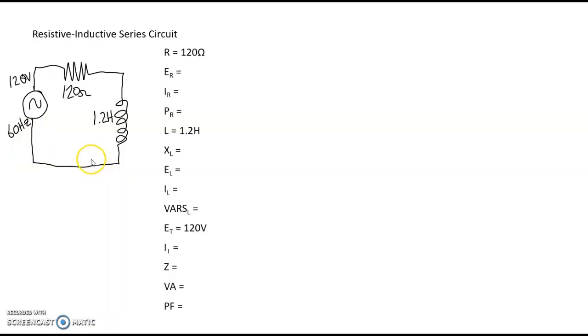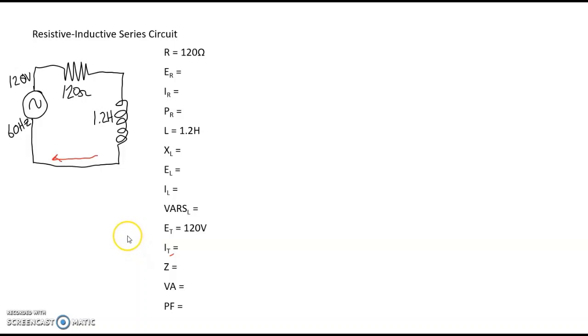Because this is a series circuit, it's best for us to figure out what the current is. The current flowing through a series circuit is the same throughout the circuit. The same current that is flowing through this wire is flowing through this resistor, through this inductor, through this wire, and also through the power supply. So whenever we have a series circuit, try to focus on getting the total current of the circuit first.